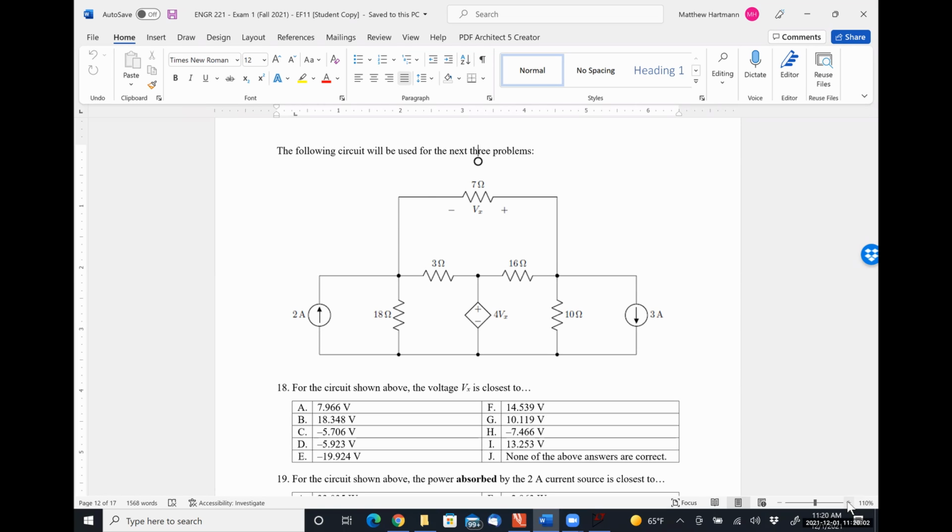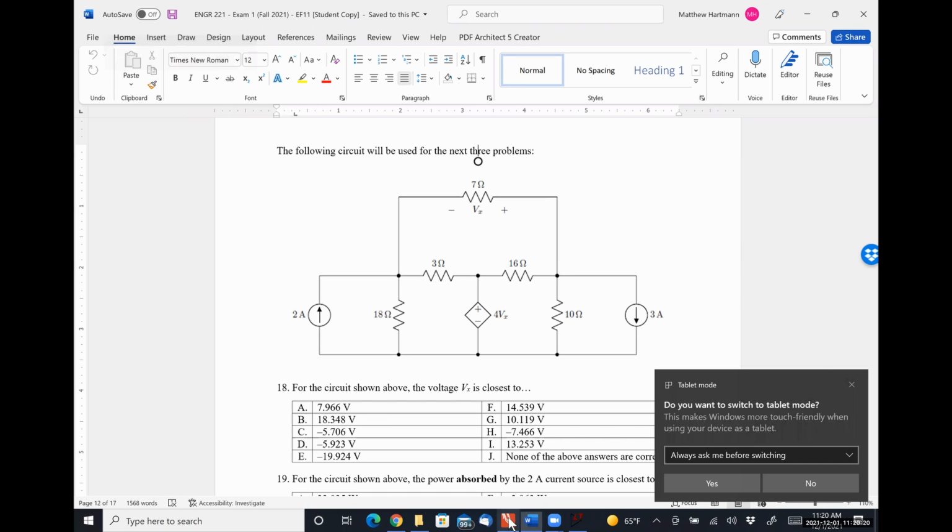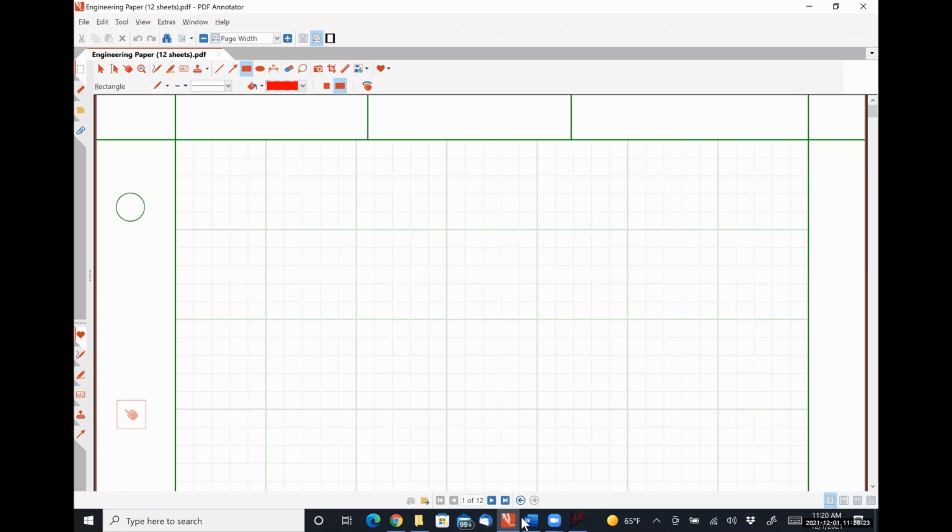So here, let's analyze this guy. Our circuit in question looks something like this. We have a 2 amp source connected in parallel to an 18 ohm resistor.